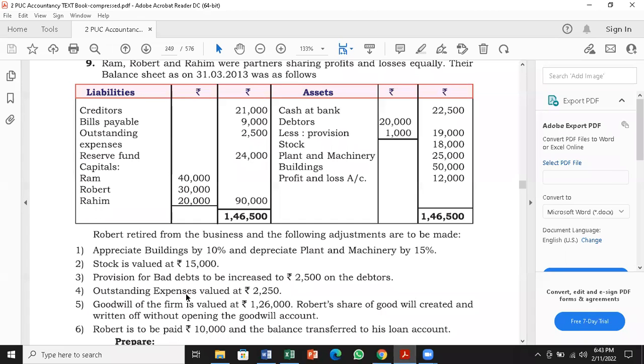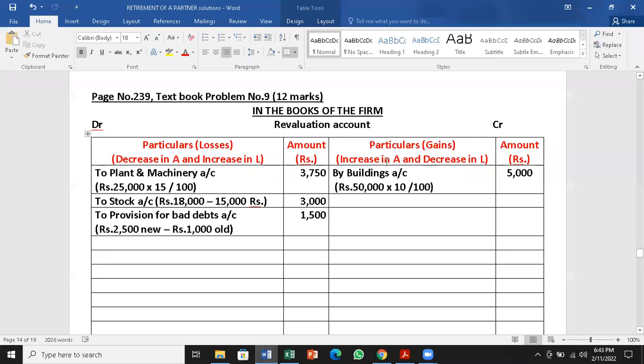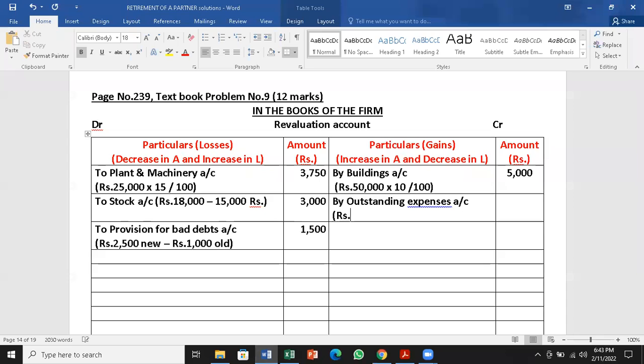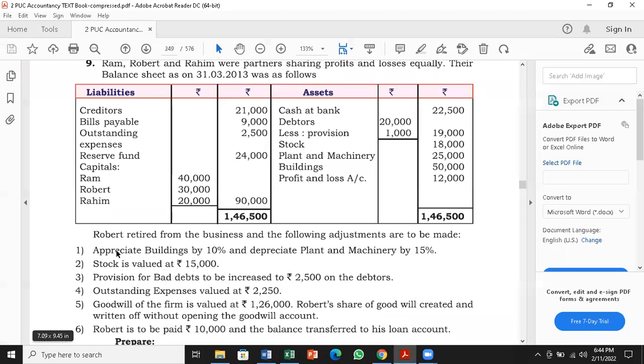Next, outstanding expenses valued at 2,250. Already we have in the balance sheet 2,500 as outstanding expenses. So from 2,500, it has reduced to 2,250, the new value. So reduction in liability is a gain. So we have to take it under liabilities side, to outstanding expenses account, 2,500 old minus 2,250 new, 250 gain, reduction in liability. So first 4 adjustments we have done.